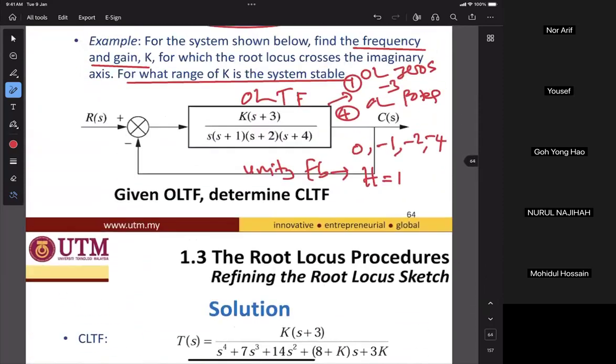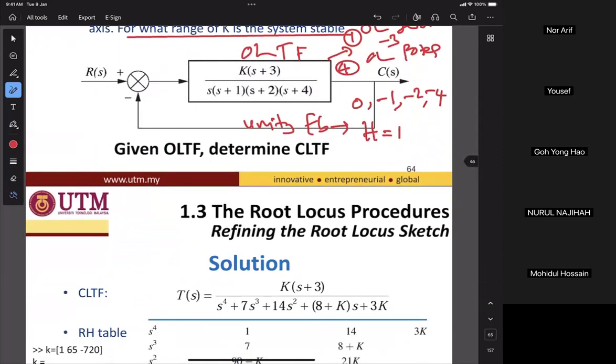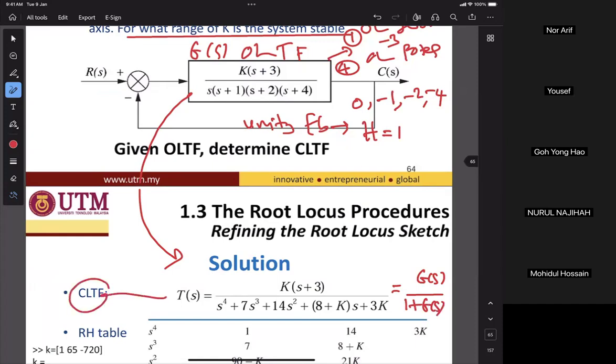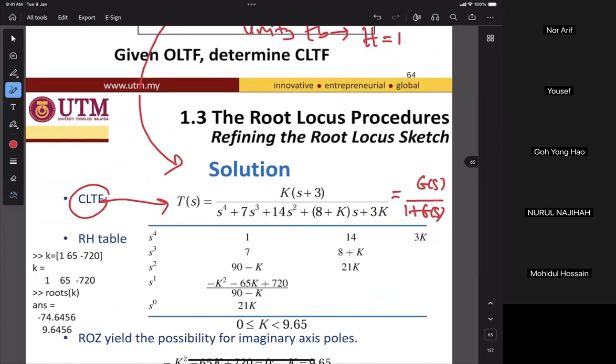Right, so we find the closed loop transfer function from the open loop, okay? So let's say this one is G(S). To find T(S), you take the open loop, insert it inside this formula, G(S) over 1 plus G(S), so that you get the closed loop. This is the closed loop transfer function, guys. Okay, and the denominator of T(S), the closed loop transfer function, we call it, what is the name of this equation?